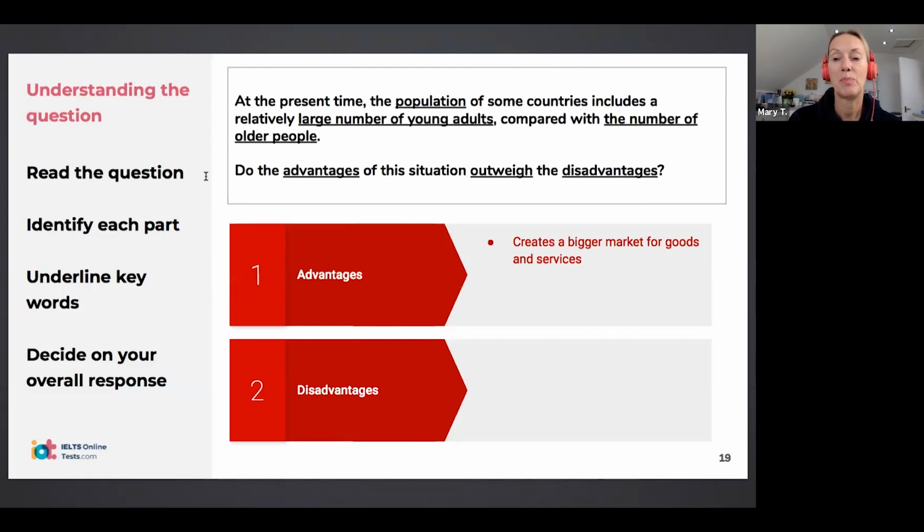So it creates a bigger market for goods and services. That's one advantage. The other one that we thought of was young people are able to support elderly people. So there are two advantages. Can you think of any disadvantages?